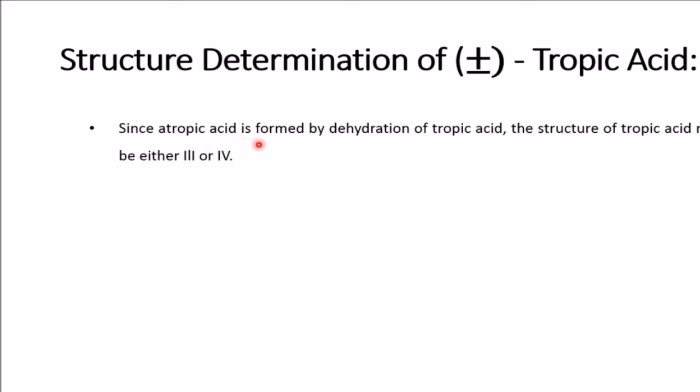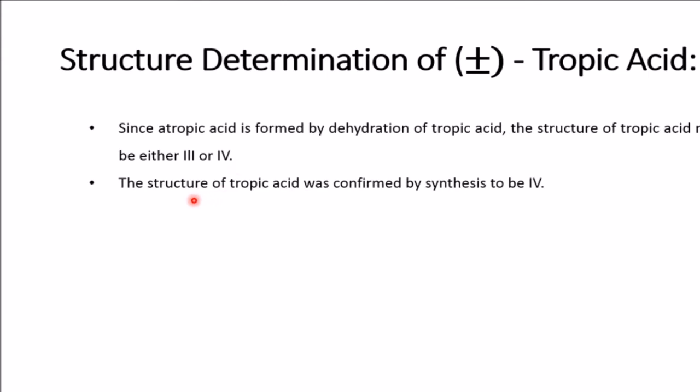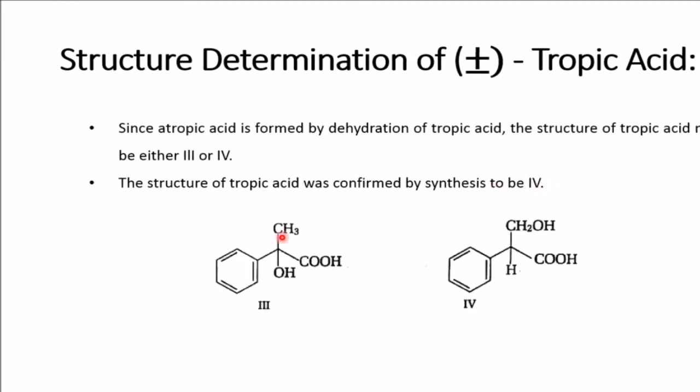Since atropic acid is formed by dehydration of tropic acid, the structure of tropic acid must be either structure 3 or structure 4. The structure of tropic acid was confirmed by synthesis, and it is structure 4. The synthesis revealed that structure 4 is the real structure of tropic acid.